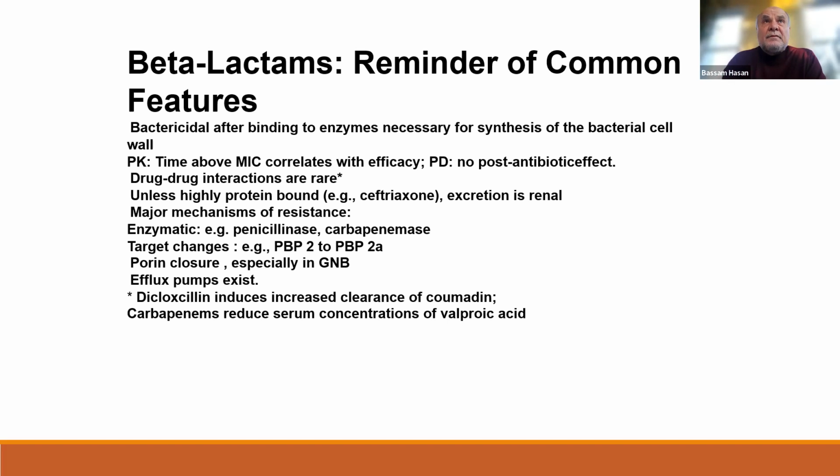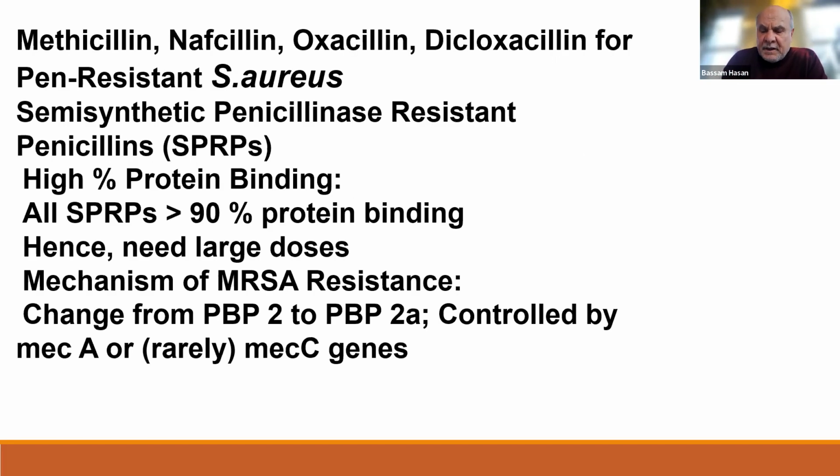This is another clue. They are protein bound, okay? 95% protein bound, so the free drug is limited. That's why you have to give them in high doses, especially with somebody with bacterial endocarditis. Usually the approved dose is 6 grams, but really you have to go up to 12 grams a day to achieve a proper MIC for these antimicrobials. And the mechanism of resistance really just changes from penicillin-binding protein 2 to penicillin-binding protein 2A, which is the target change, controlled by the mecA.